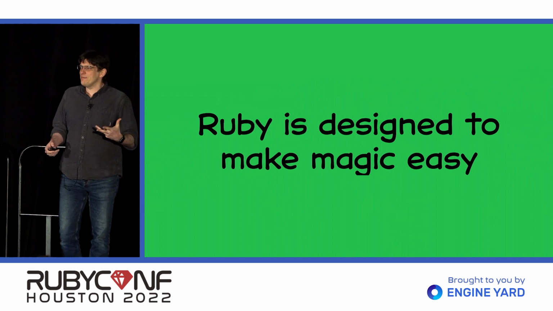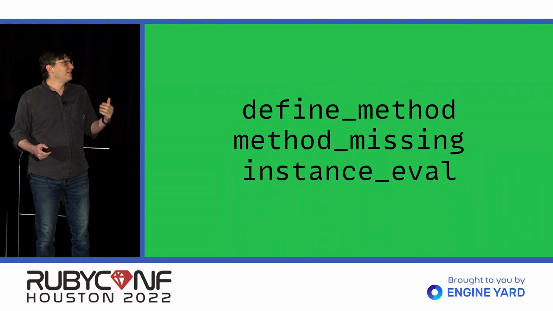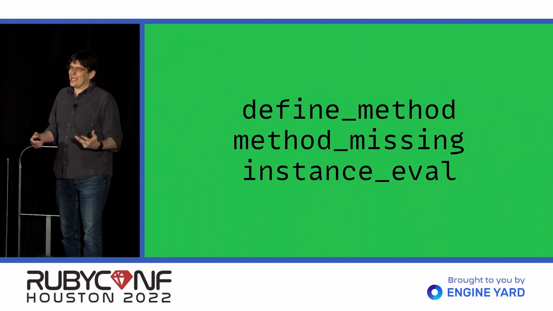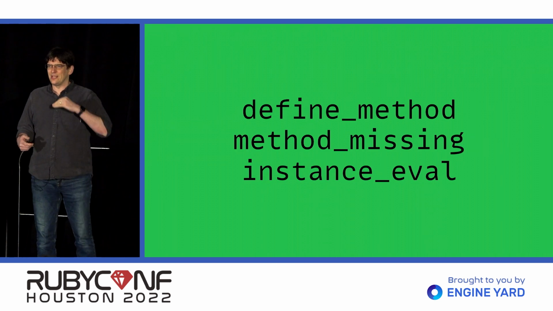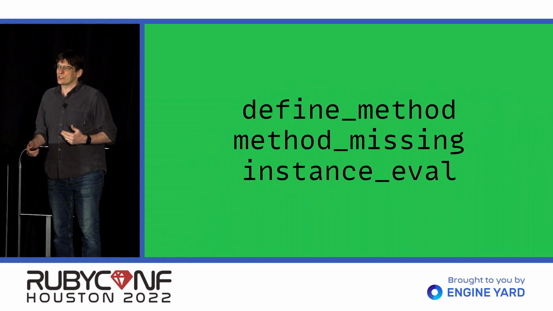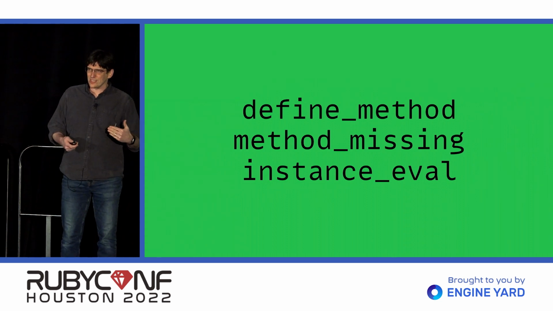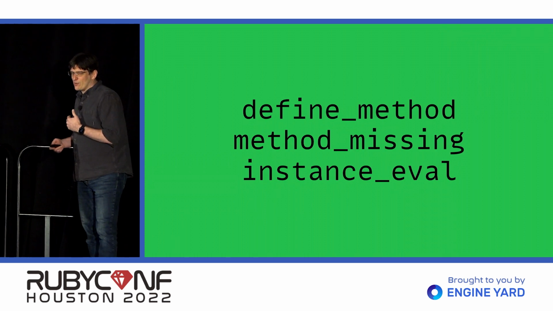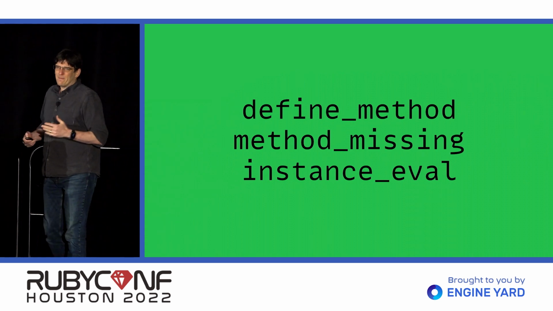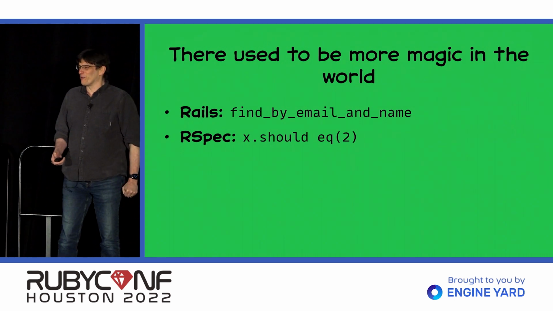Ruby is designed to make magic very easy. And so we have things like define_method. We have things like method_missing. Both of these allow you to create functionality at runtime without using the normal explicit def keyword. We have things like instance_eval, which allows you to specify the relationship between a message and its receiver at runtime, again somewhat magically. We have all of these features that allow us to do this. And it might be the old maniest old man thing for me to say, but there did used to be more magic in the world.